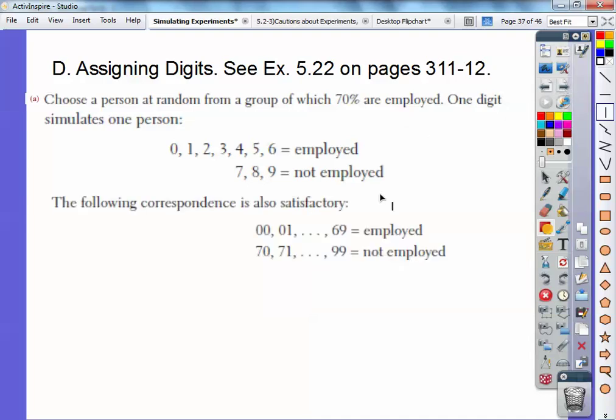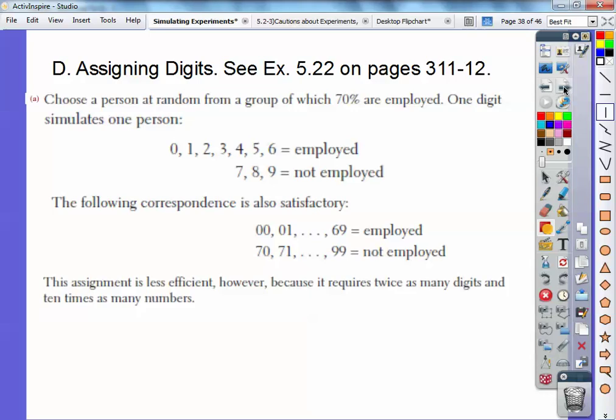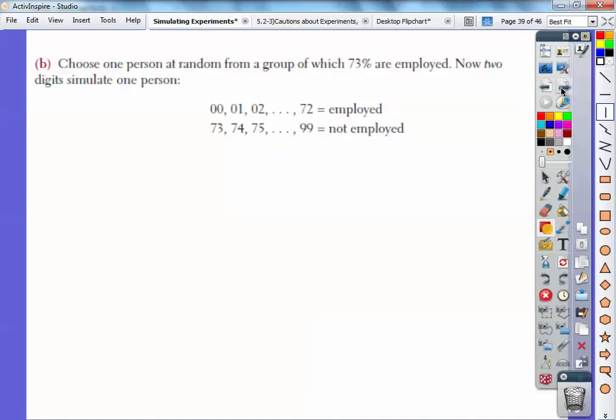You could also represent them by 2-digit numbers, 00 to 69, and then 70 all the way up to 99. But that way is slower and less efficient. It just takes a little longer to do it that way. So since it's 70%, I'd do it the first way, up here.